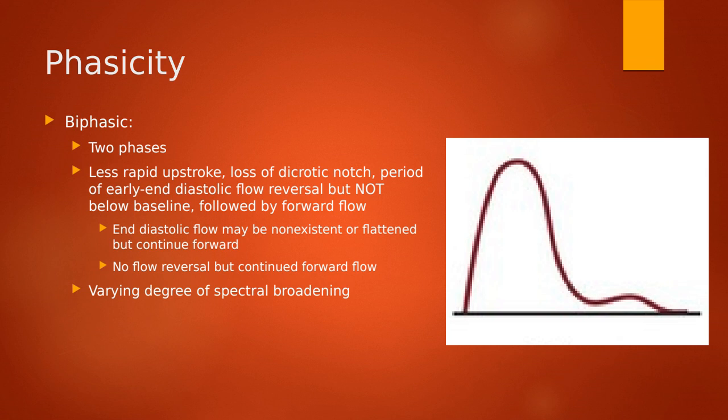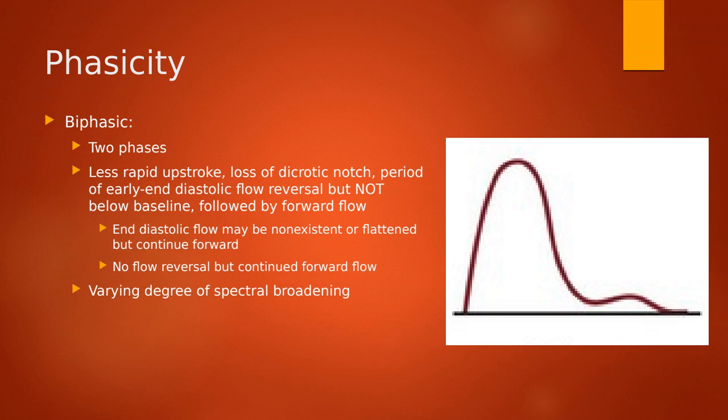So 2 phases, we're going to have a less rapid upstroke, so typically not as high of a peak systolic velocity as we do with a triphasic waveform. We're usually not going to see a dicrotic notch in these waveforms. We're going to have a period of early end diastole. We could potentially see flow reversal, but we're usually not going to see it below that baseline. So, give or take a little bit close to that baseline, but not necessarily completely below it, and then we'll see it followed by forward flow.